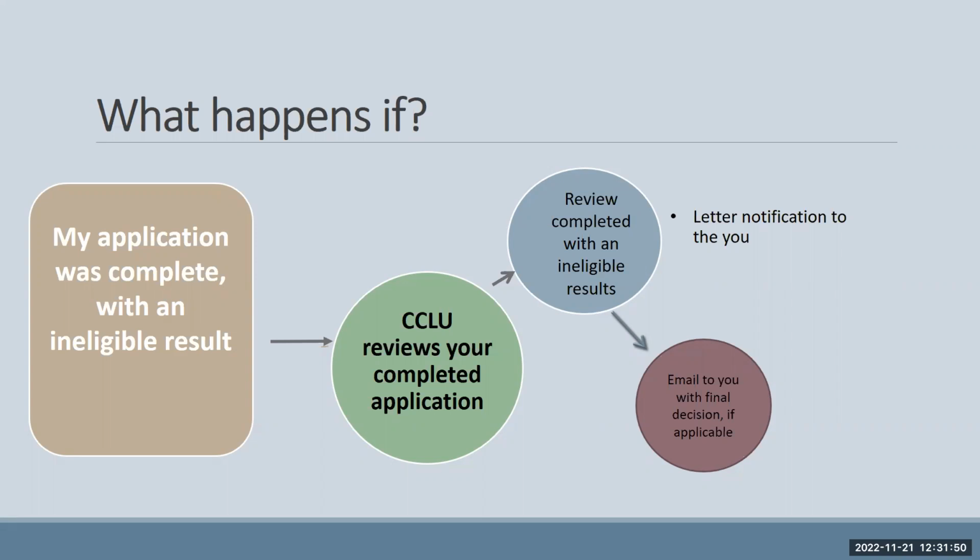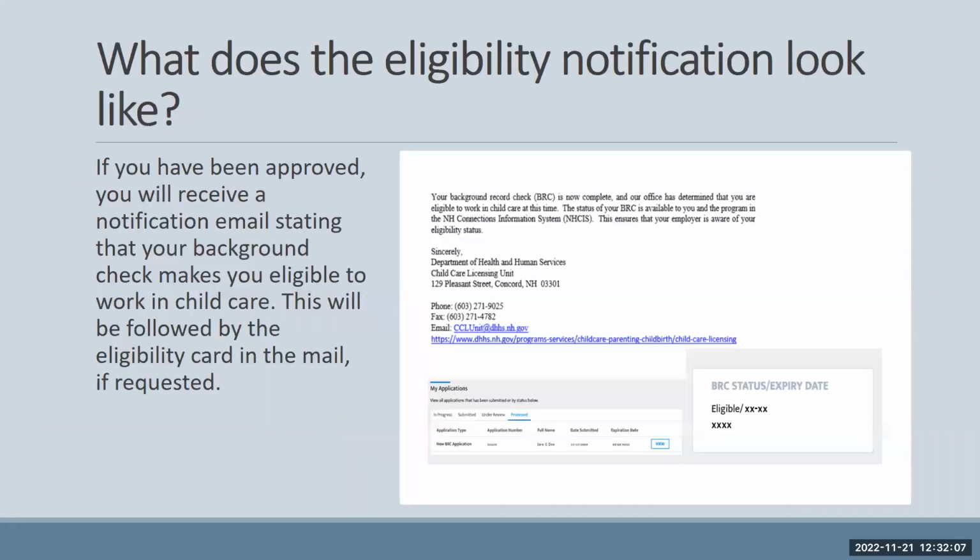Again, your employer is not notified of this extended review, and it's your decision whether or not to share that information. Once the additional review is complete, you will be notified as to whether or not you're eligible. Your employer will be notified if you're determined ineligible as previously described.